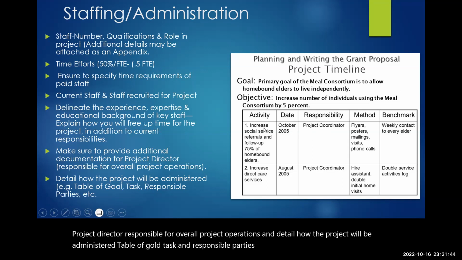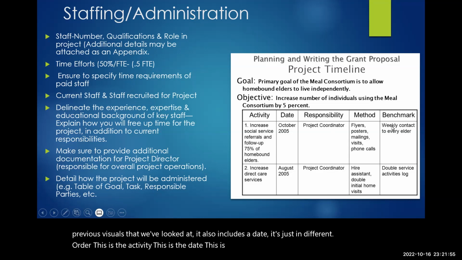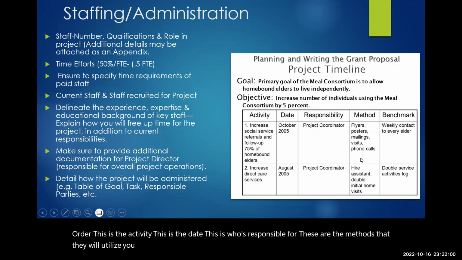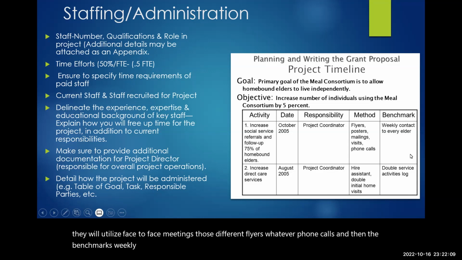So similar to previous visuals that we've looked at, it also includes a date. It's just in a different order. This is the activity. This is the date. This is who is responsible for it. These are the methods that they will utilize: face-to-face meetings, different flyers, phone calls. And then the benchmarks, weekly contact to every elder here. So you have your goals and objectives here, and this is how to provide your project timeline or program timeline.